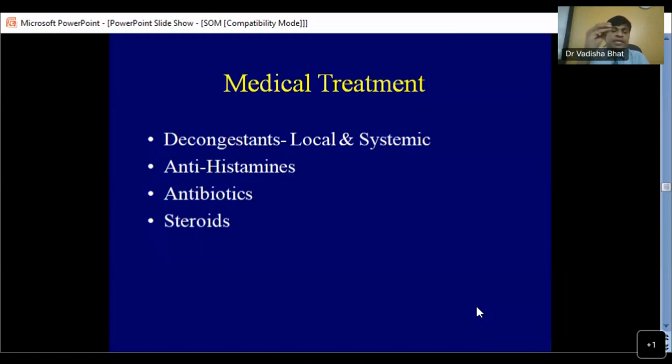The antihistaminics will reduce the symptoms of allergy. And as allergy is proposed as one of the common causes of otitis media with effusion, the antihistaminic will help in treating otitis media with effusion.